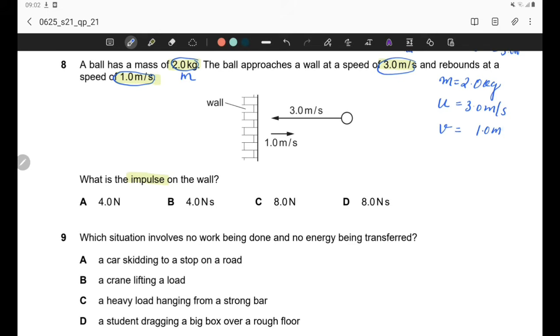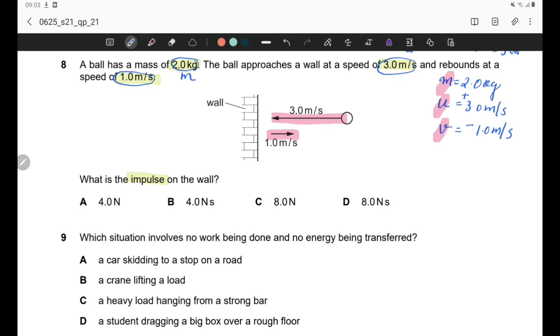But we have to understand, when we consider velocity, the initial velocity of the ball is directed towards left, but the final velocity after it rebounds is directed towards right. So their direction changes. So if you consider the initial velocity as positive, the final velocity, as it's moving in the opposite direction, we should consider as negative. So now we have mass, initial and final velocities of the ball.